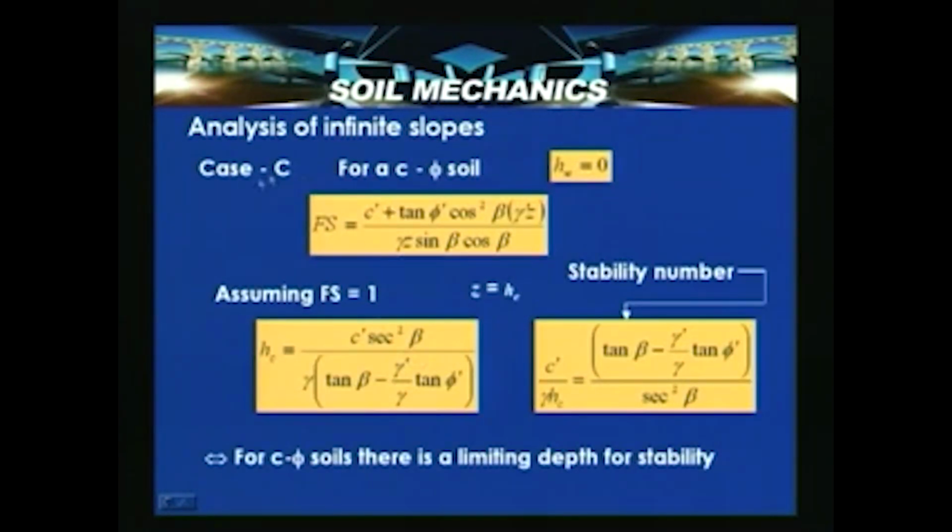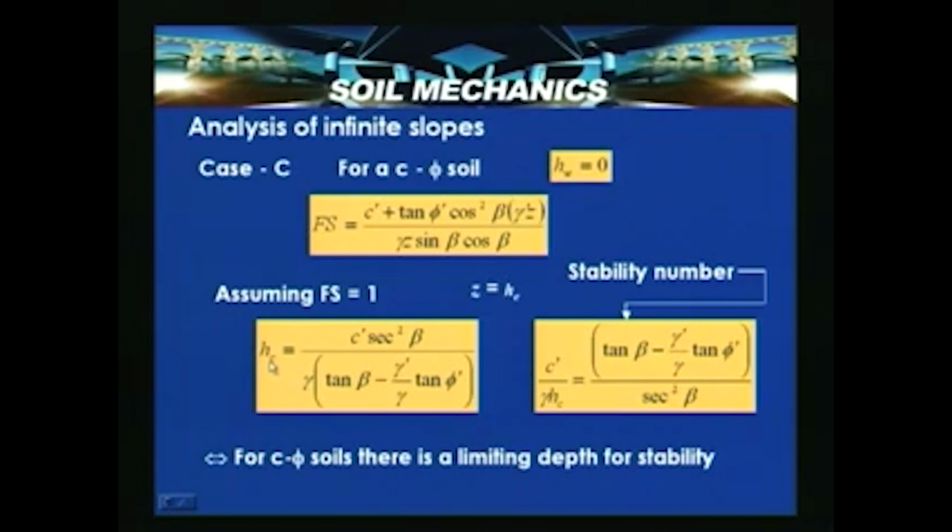In case C, for a C-phi soil with Hw equal to 0, this is the expression we have derived. The factor of safety is equal to c dash plus tan phi dash cos square beta into gamma dash z, divided by gamma z sin beta cos beta. So, assuming the factor of safety is equal to 1, then this z becomes the critical height.